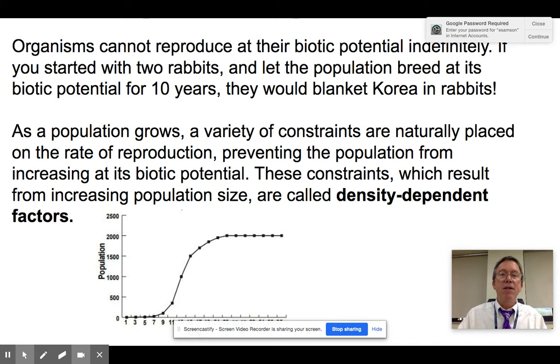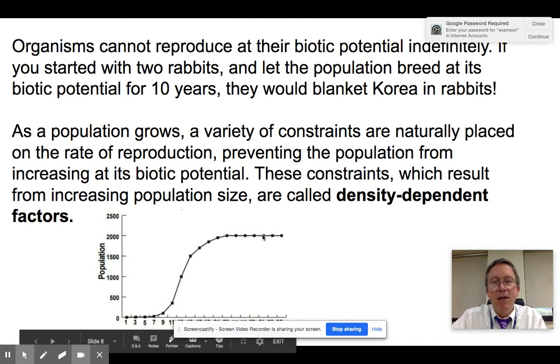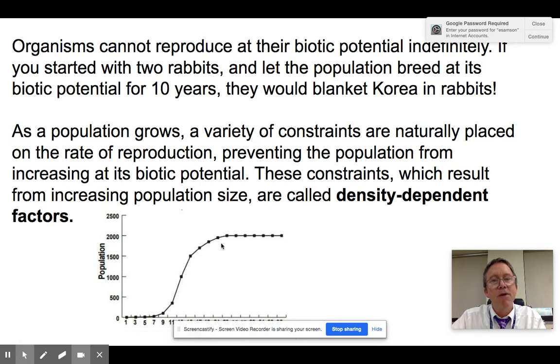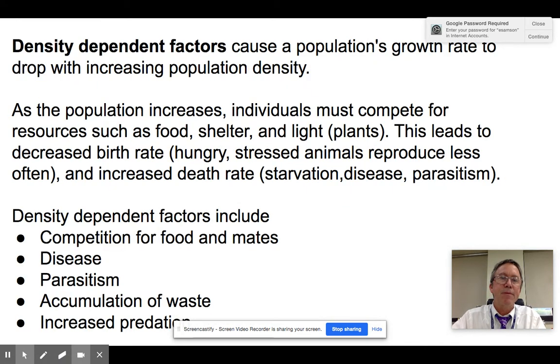And so what we find is we invariably get curves that look more like this. And this is called a logistic curve. So it starts off exponential, the organism growing at close to its biotic potential, but then it will level off here. And that's because of what we call density-dependent factors. In other words, that means the more of the organisms there are, the more that factor is going to become an issue for that organism's continued population growth. Let's take a look at these density-dependent factors.